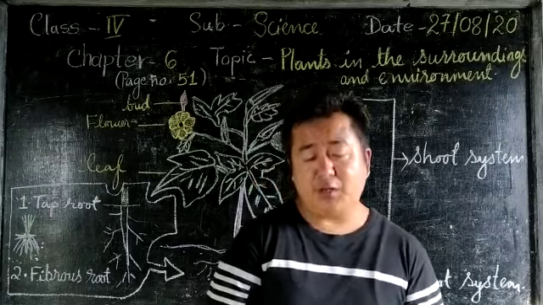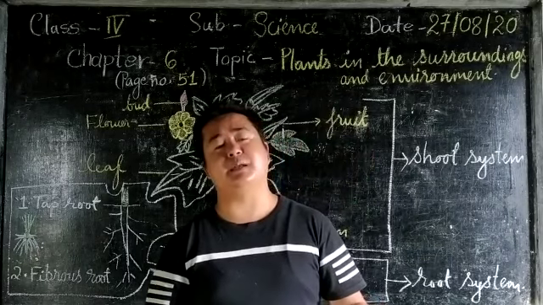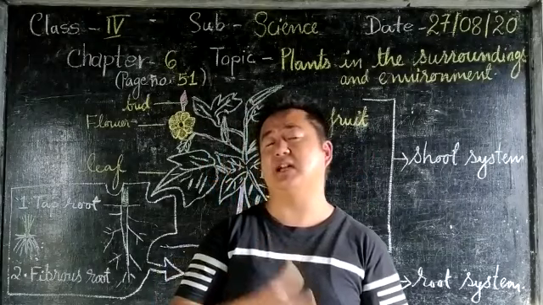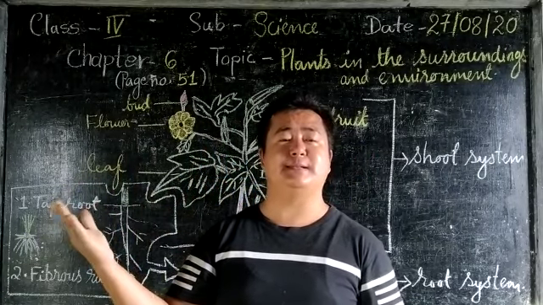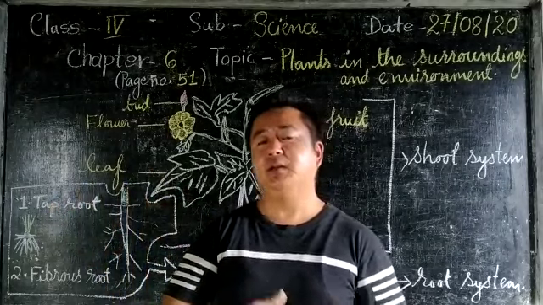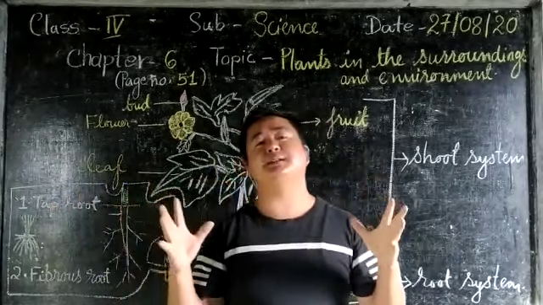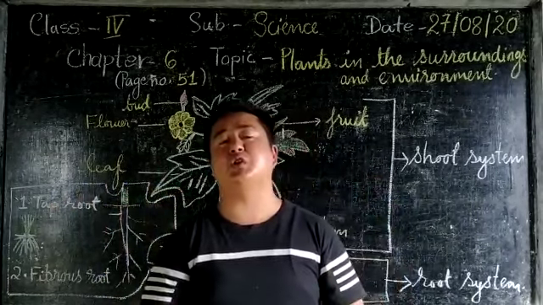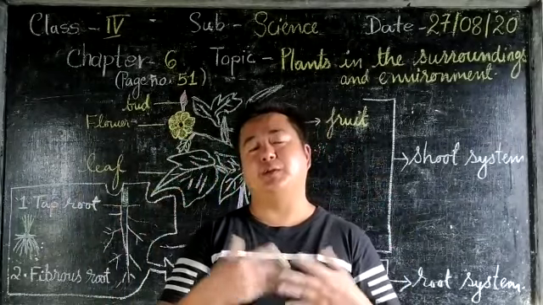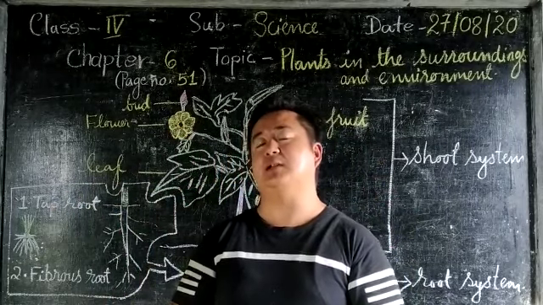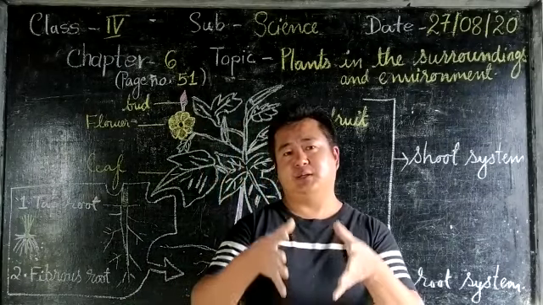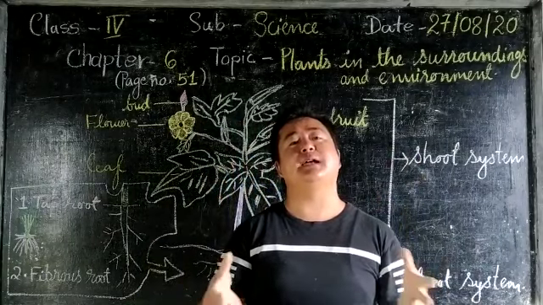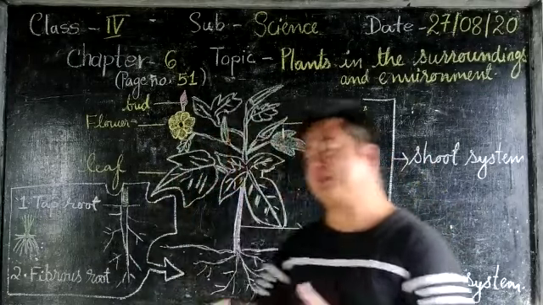So today we are going to learn about the parts of plants, which you have already done in your previous class, that is in class 3. You have already learned about the parts of plants. Let us recall whatever you have learned, the different parts of the plants and their functions. Let us begin now.